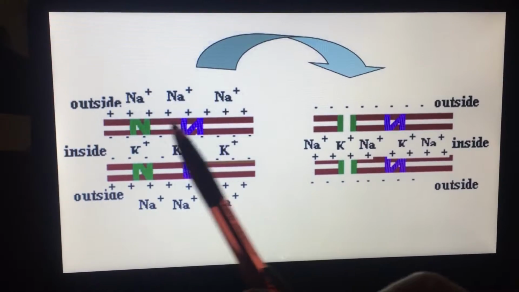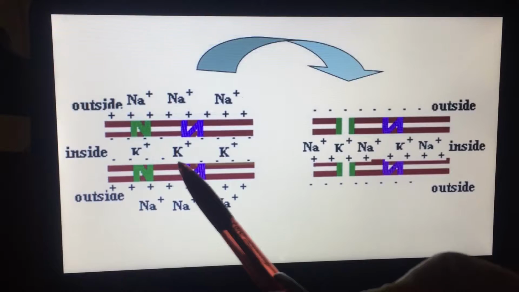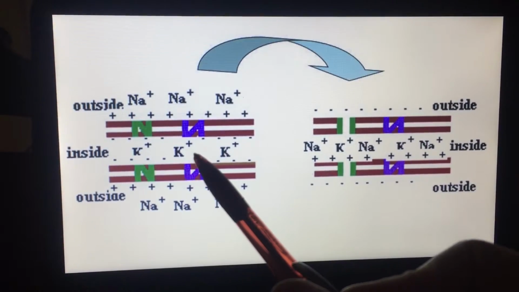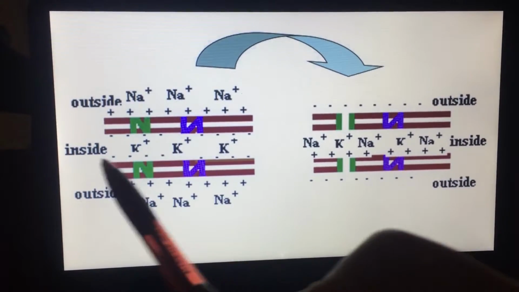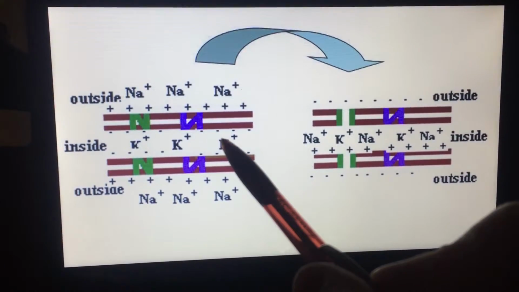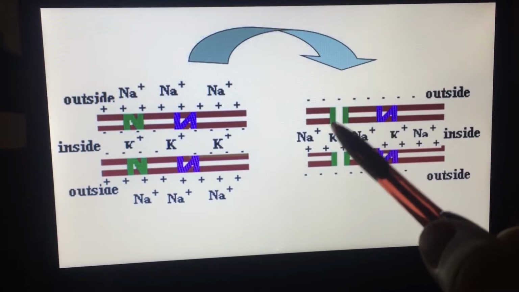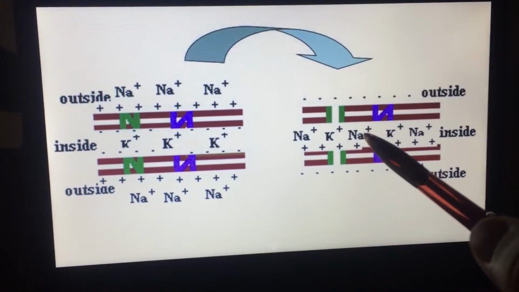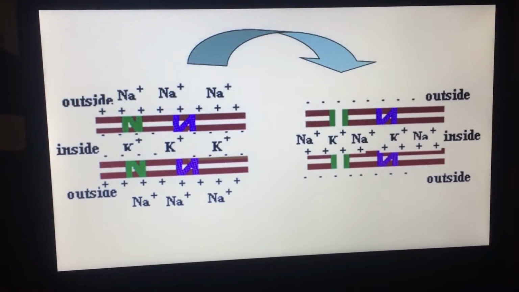If I look here, again, we started with my axon here: more sodium on the outside, and less potassium on the inside. In depolarization, a sodium pump is going to open and sodium is going to fly in, temporarily creating a balance of charge in the axon.